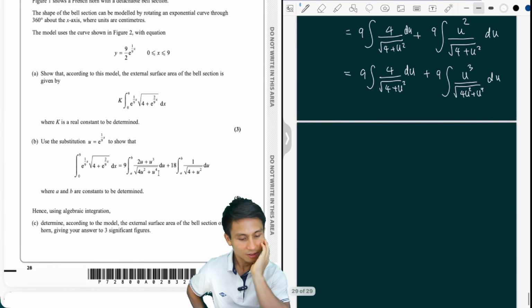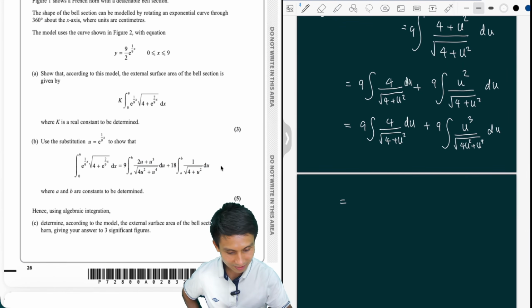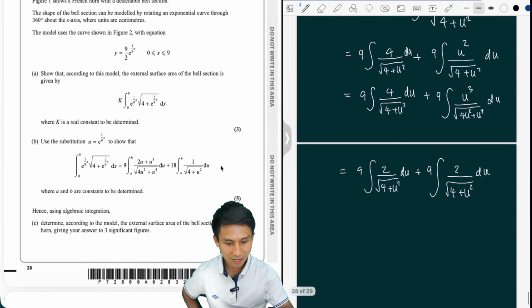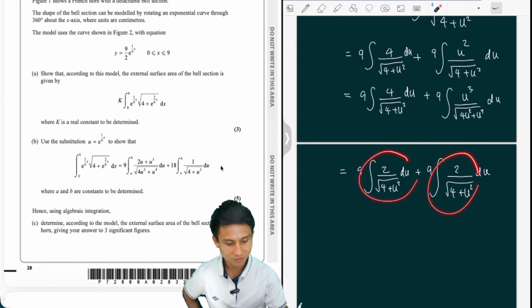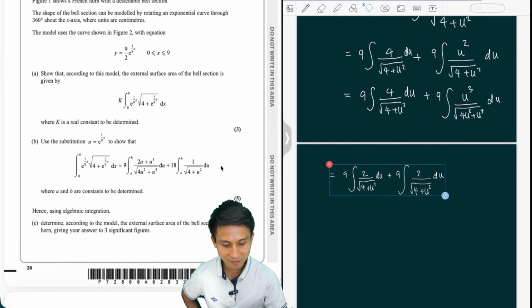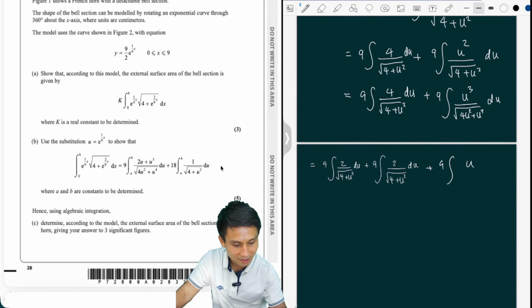All right. Okay, because I see that there is an 18, right? So if you split this into 9 integral 2 over root 4 plus u squared du, and plus another 9 integral 2 over root 4 u squared du. So I split this into these two, which is possible, right? We are just manipulating here, basically. Just making it the same as what they want. It's kind of like reverse engineering here. And also the same thing up there.